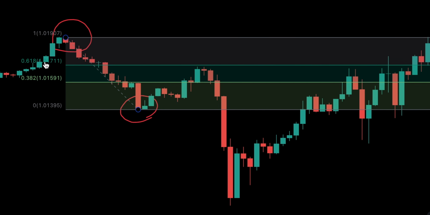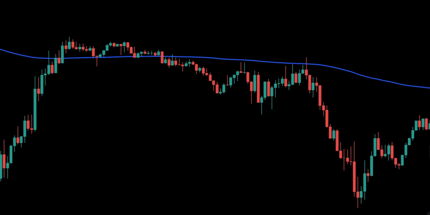Now let's learn some super powerful Fibonacci strategies you can use with this tool for maximum profits. For the first strategy, we will use the Fibonacci retracement tool with an exponential moving average. This is a highly accurate trend following strategy even a beginner can use. It also works on all markets and it's suitable for scalping.